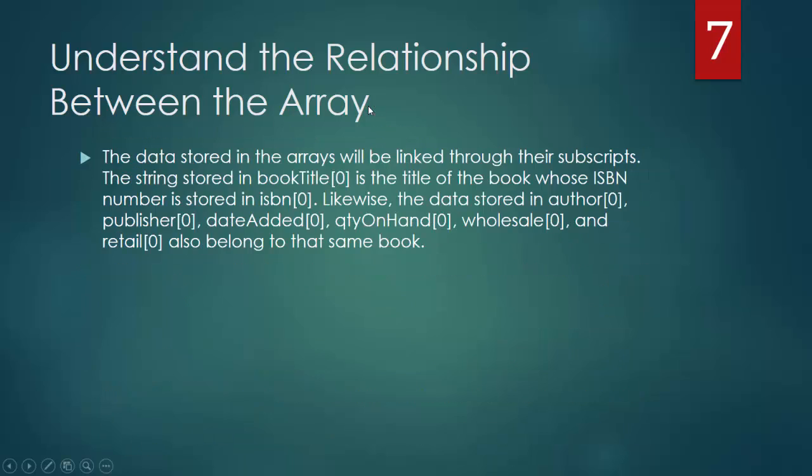All right, and here it is. It says that the data stored in the arrays will be linked through their subscripts. The string stored in book title 0 is the title of the book whose ISBN number is stored in ISBN 0. And likewise, the data stored in author 0, publisher 0, date added 0, and so forth also belong to the same book.